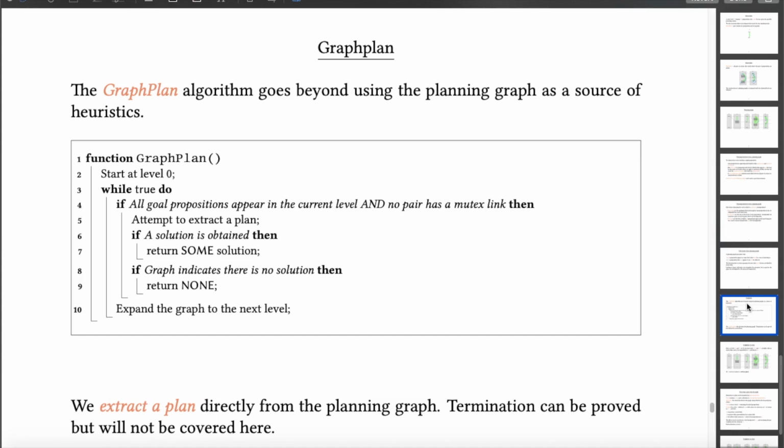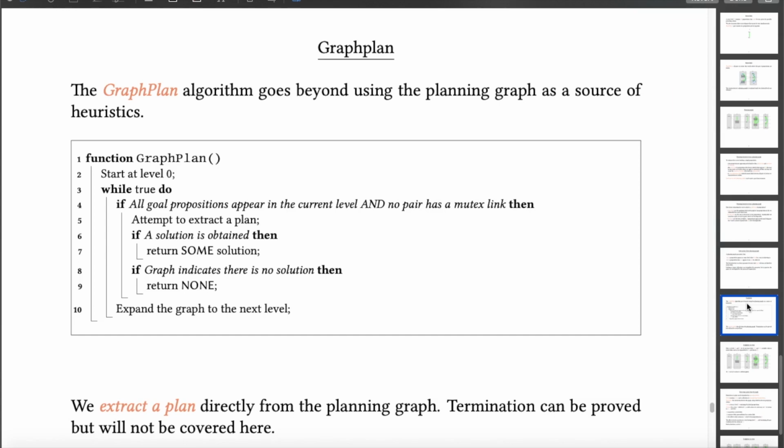But we can go a little step further and get the GraphPlan algorithm, which allows us to use a planning graph with a couple of extra steps and turn it into a planning algorithm in its own right. And that's quite a straightforward thing to do now we have the concept of a planning graph. We start at level 0, and as usual we have a loop that we keep going around until either we've found a solution or established that there isn't one.